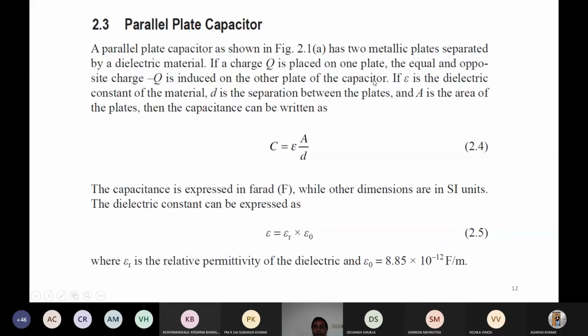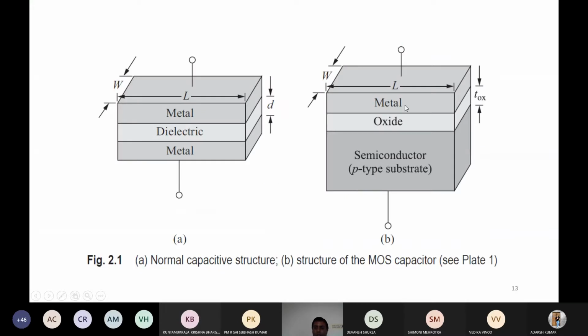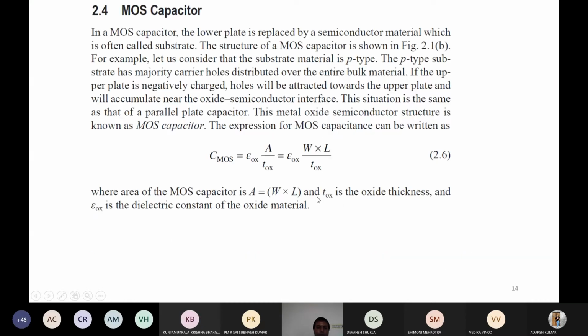This is the behavior of a capacitor, and this property we should understand in the case of the MOS capacitor also. So if you apply some voltage on the top metal, that will induce some charge on the metal side, and then opposite charge will be induced in the semiconductor side. This we will understand in more detail later on. So let us move forward.